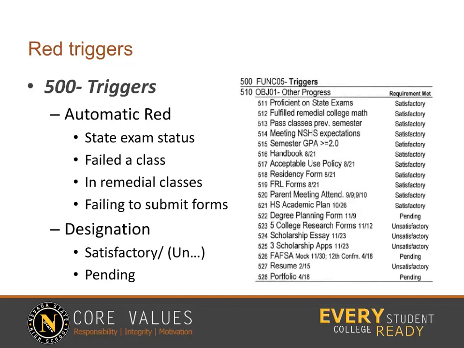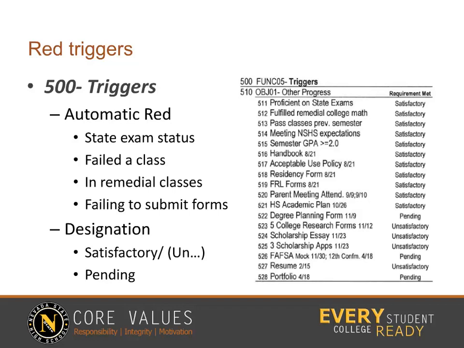There are three designations for these items: pending, satisfactory, and unsatisfactory. Pending indicates that this item is not received, but it's not counting against you yet. For example, the portfolio is pending until the due date. Satisfactory means that you have completed this item, and unsatisfactory indicates that you have not.